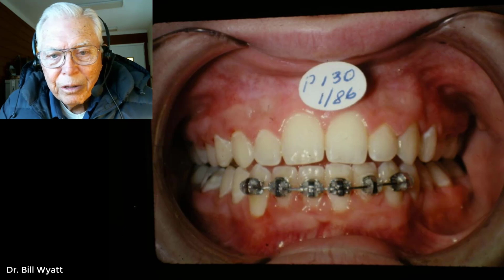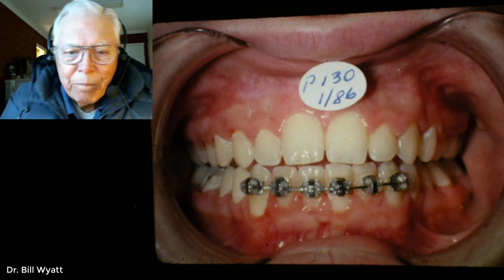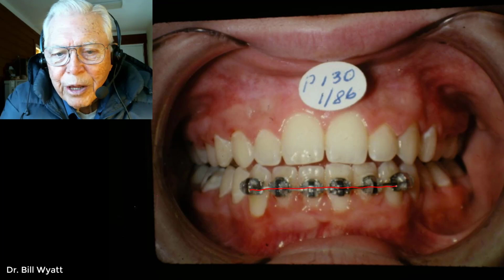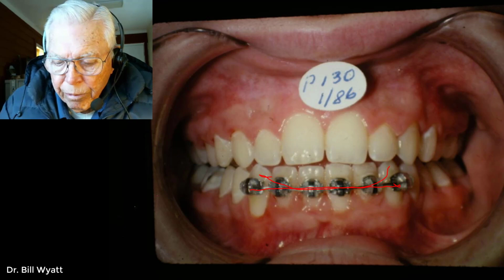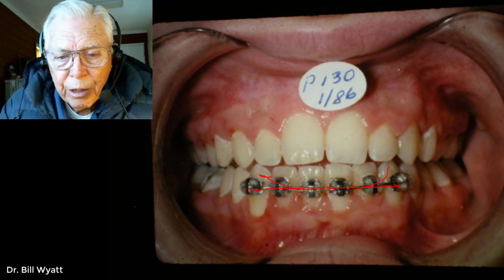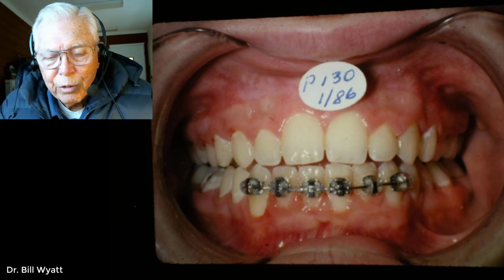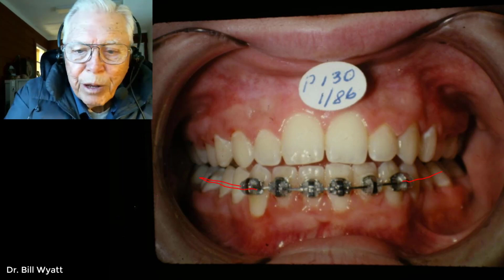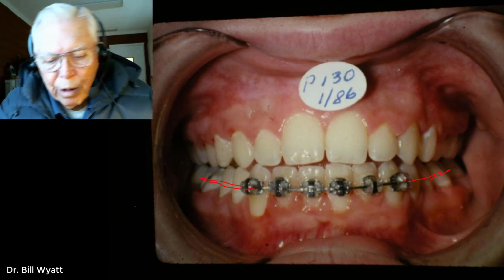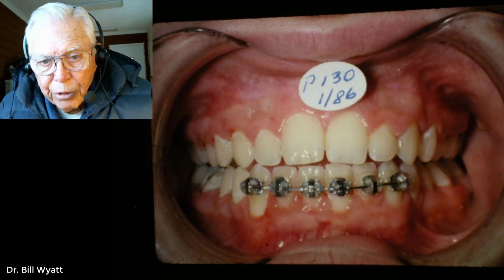All right, here's the next one, and here we are in 1986. I've finished the case, but I used to leave these six on down here until I got a 3-to-3 bonded on the back. But I haven't done that anymore. So we got to where we bonded those while we still had the arch wire in place and everything. We would come in and bond our 3-to-3 on the lower anteriors.